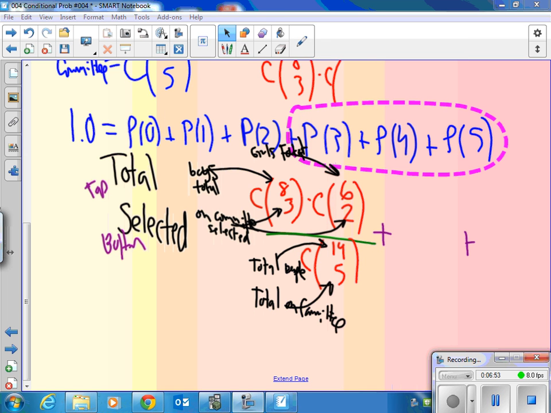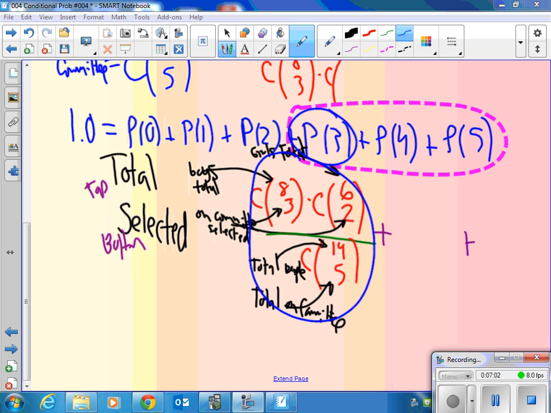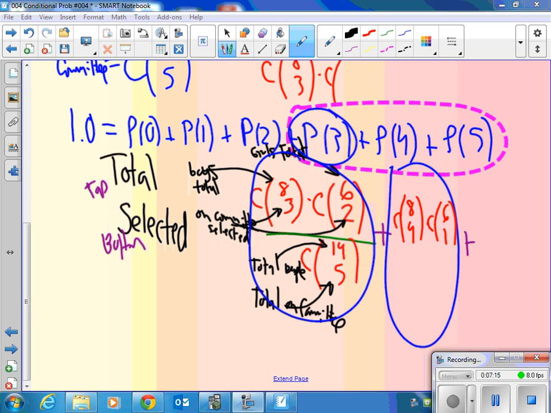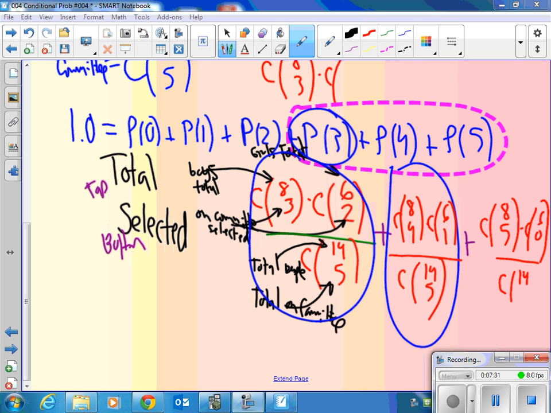Catherine, can you tell me how you set up the probability of 4? So this was for the probability of 3, success out of total. Tell me about the probability of 4. 6 choose 1, yeah, because now you're going to have 4 guys and 1 girl over. Perfect. And then the last one's just going to be C of 8 choose 5, C of 6 choose 0, over C of 14 choose 5. And it's a lot of work in your calculator, but that's what the probability is going to be.